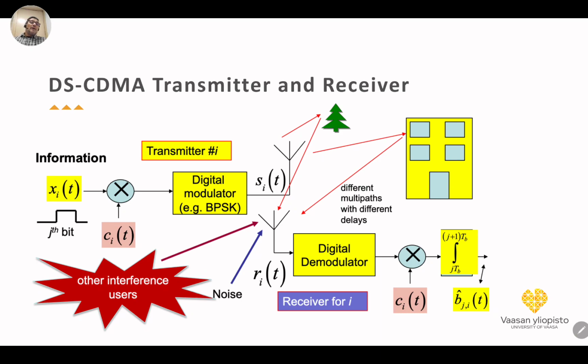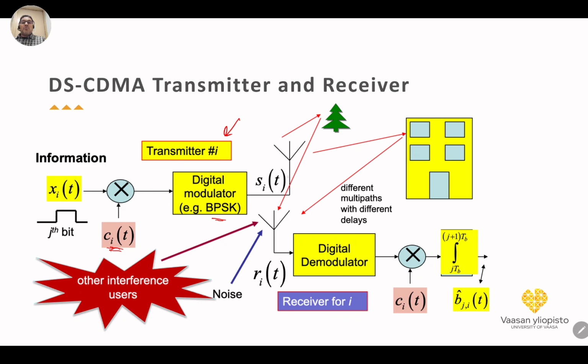Now we have this system. You can see that we have simple modulation and demodulation. In the transmitter, we have the bit. We assume that we have transmitter i, and this is the information that we want to transmit, and we multiply it, assuming here non-return to zero, with the code i. Then we have digital modulation. For example, I assume in this mathematical analysis binary phase shift keying.